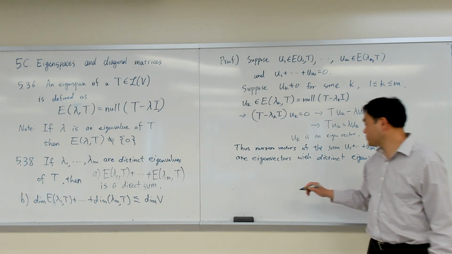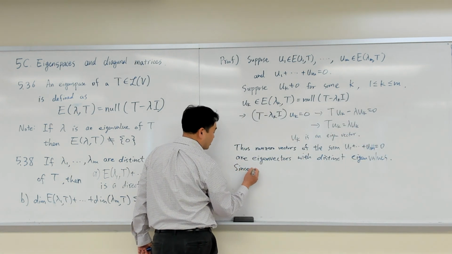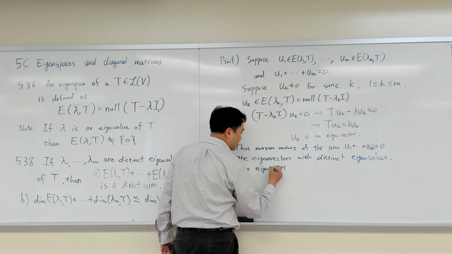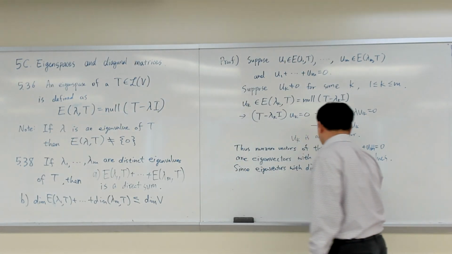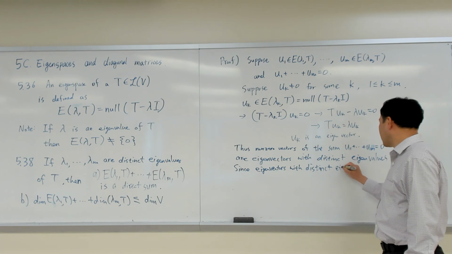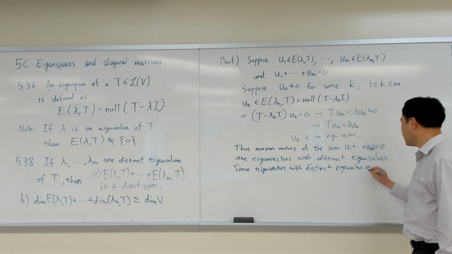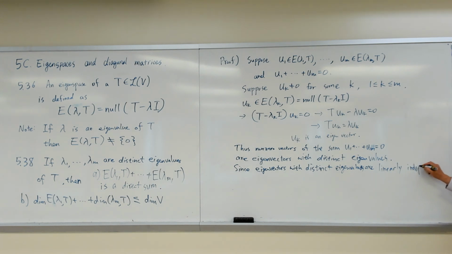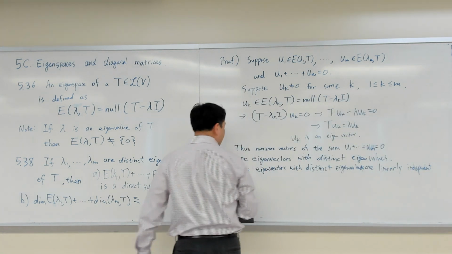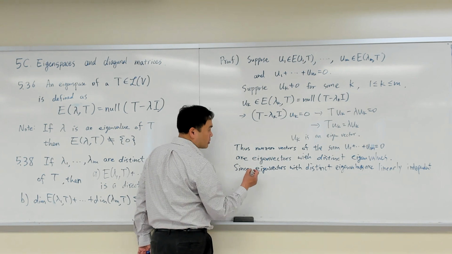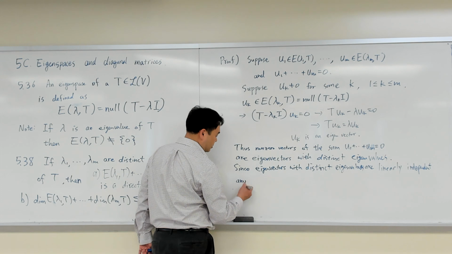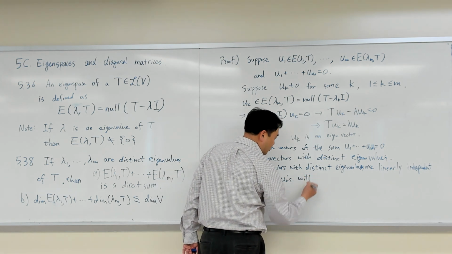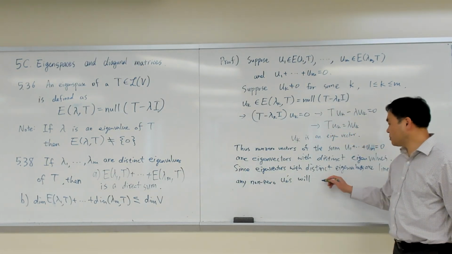So since eigenvectors with distinct eigenvalues are linearly independent, any non-zero uk's will give us a contradiction.